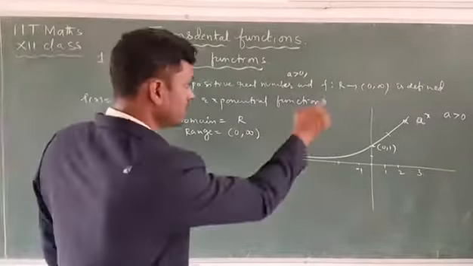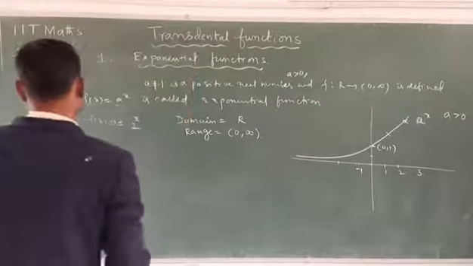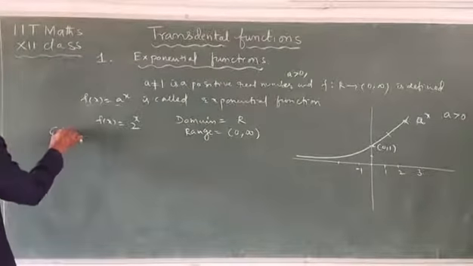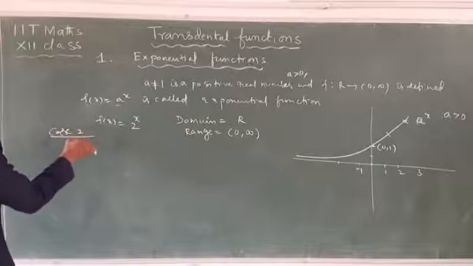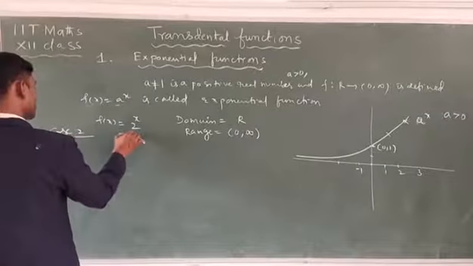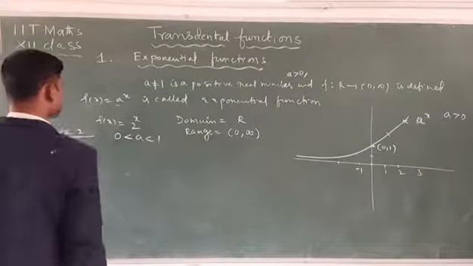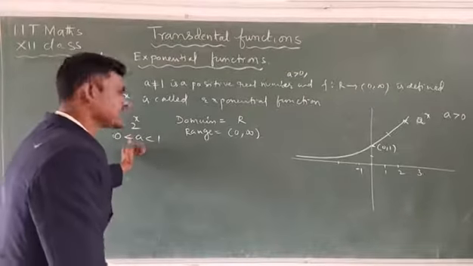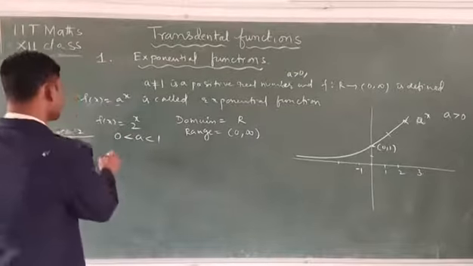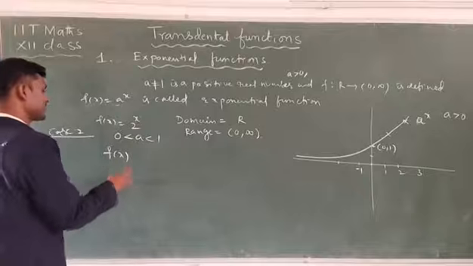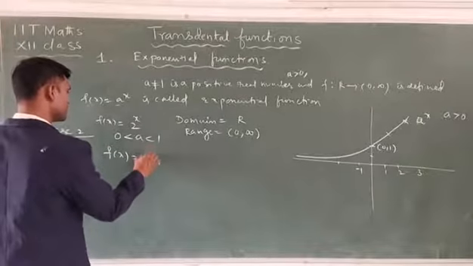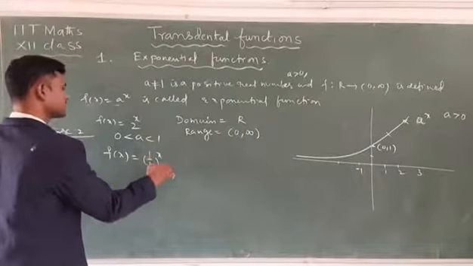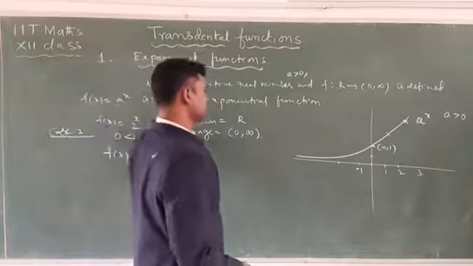Here we have to see two cases. This is the first case, where a is greater than 1. Now the second case, a lies between 0 and 1. That means we can take fractions. That means f of x is equal to 1 by 2 power x.